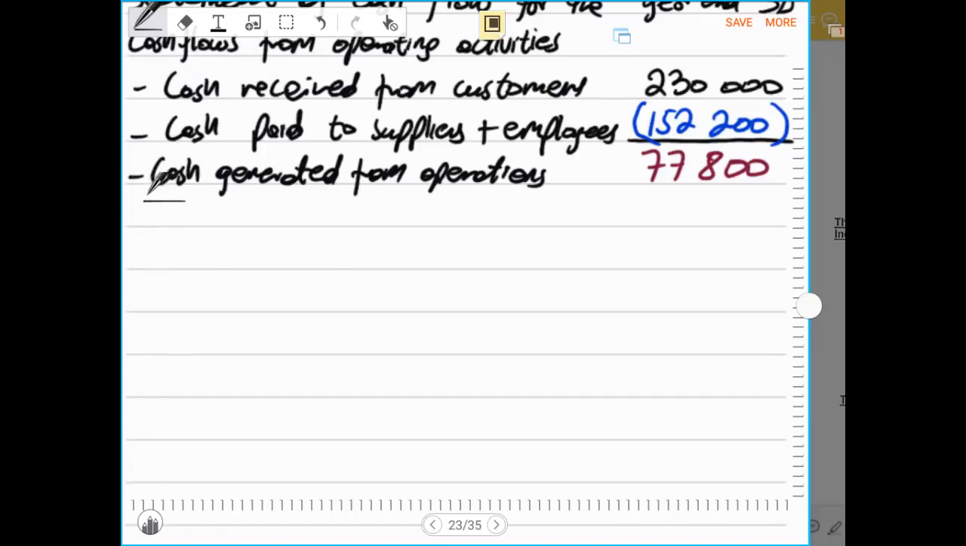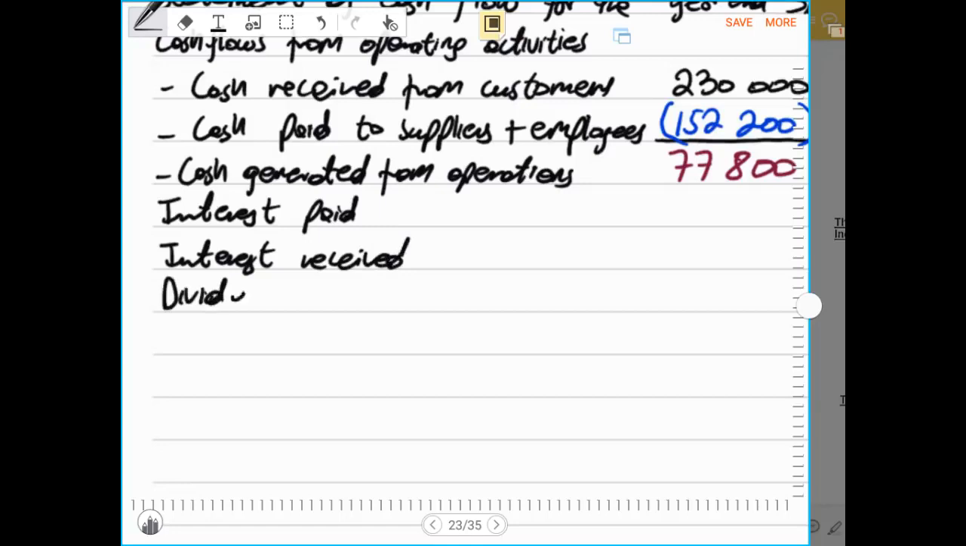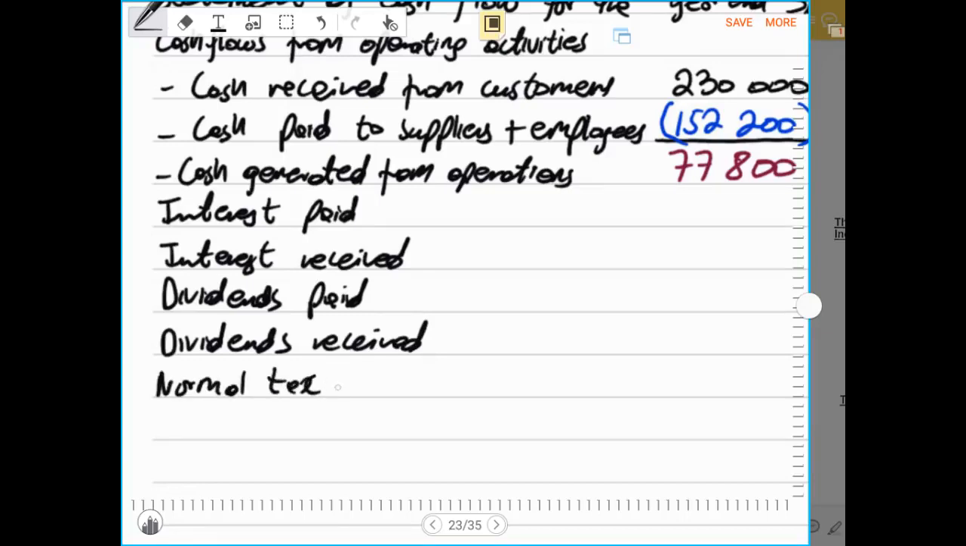The next one will be interest received. Let us start with the interest paid. Then after that, interest received. Then after that, dividends paid. Then the next one will be dividends received. The last one will be normal tax paid.